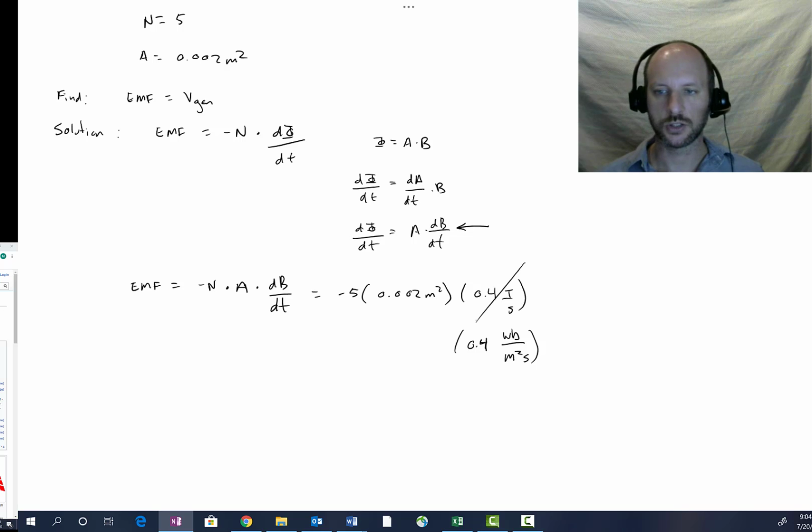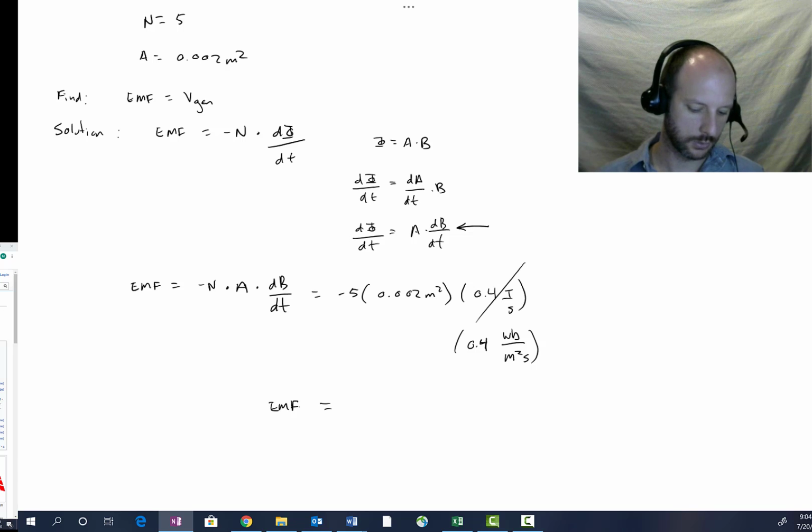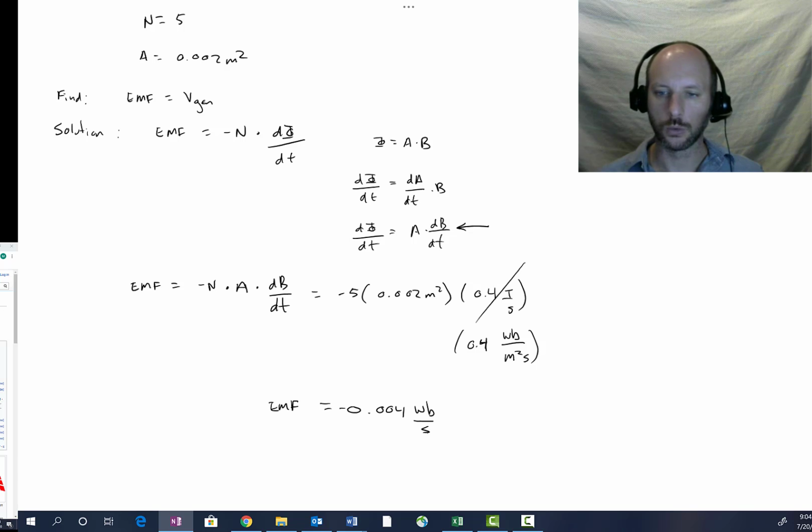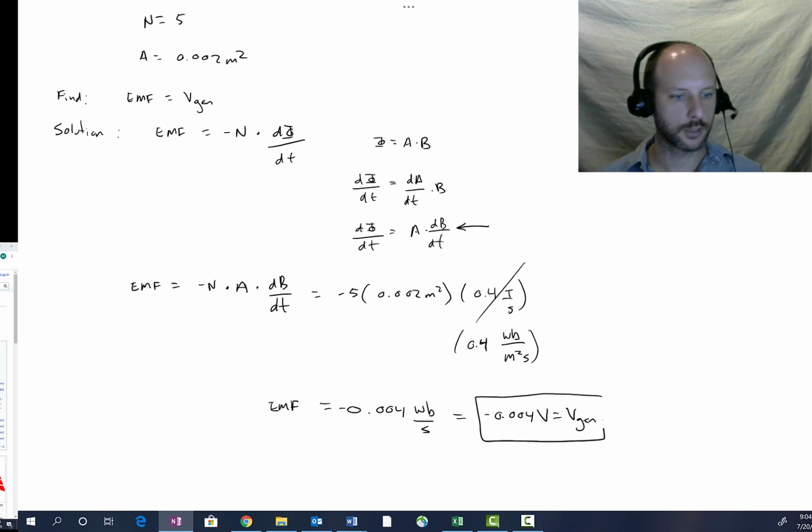And then we do the multiplication and we see we're left with a Weber per second, because the square meters will cancel out. So you do the math and you get negative 0.004 Webers per second. And a Weber per second is also a volt. So we can just replace those units. One of the definitions of a Weber is a volt times a second. So that's a simple example of Faraday's law of induction and how it generates a voltage in a coil of wire.